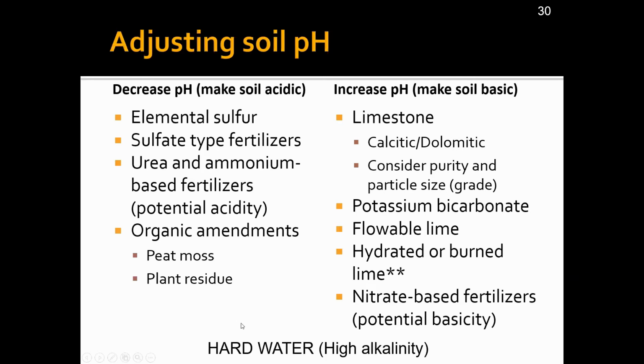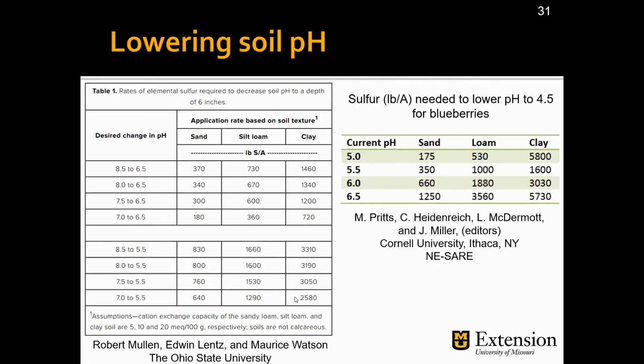Also, something that people don't talk about is that if you have water with high alkalinity, which means it has a lot of bicarbonates dissolved in it, this water is going to increase the pH of the soil over time. That's problematic when you have blueberries, because water with high alkalinity or hard water is going to increase the pH over time, and you don't want that with blueberries.